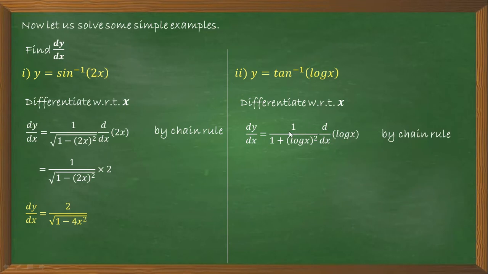So see carefully what the next step will be. This is the answer: 1 upon 1 plus log x bracket square, keep as it is, into the derivative of log x, which is 1 upon x. You can keep this as a final answer. 1 upon 1 plus log x bracket square into 1 upon x. This is the answer of this derivative.